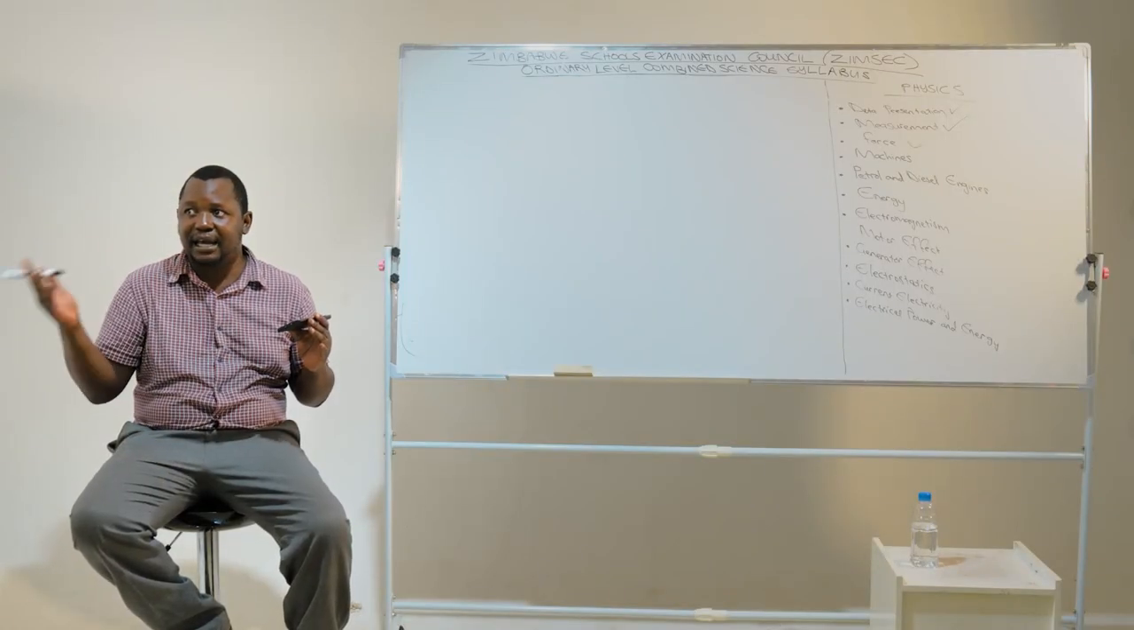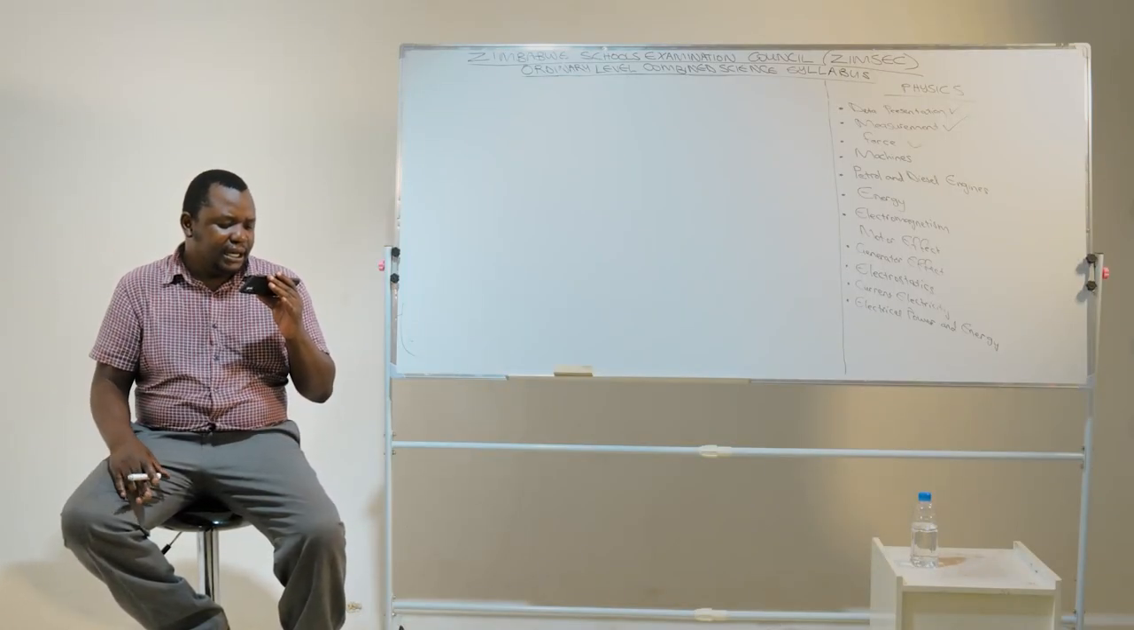Mechanical advantage, if you still remember, MA is load over effort. Velocity ratio is distance moved by effort over distance moved by load.